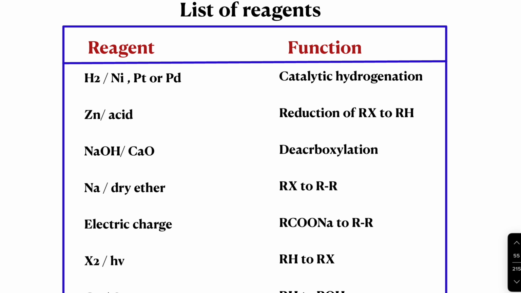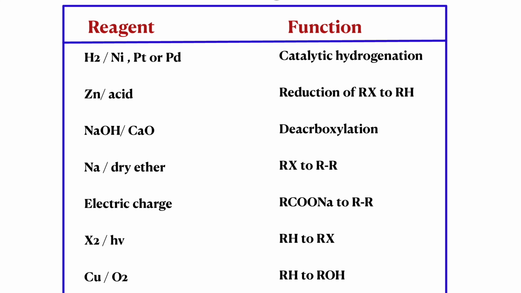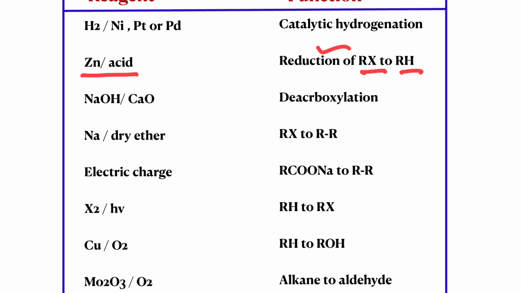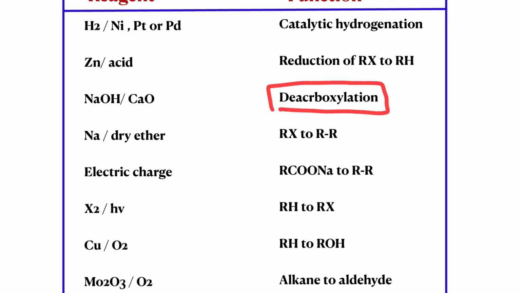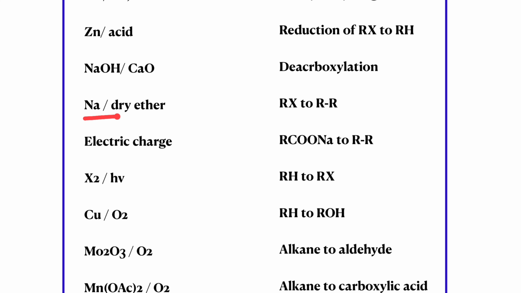And here quickly, the reagents: H2, nickel, platinum, palladium, catalytic hydrogenation. Alkene is converted to alkane, alkyne is converted to alkane. Zinc and acid, reduction of alkyl halide to alkane. Decarboxylation, that is soda lime, removal of carbon dioxide. You will be converting carboxylic acid to alkane with one carbon atom less.